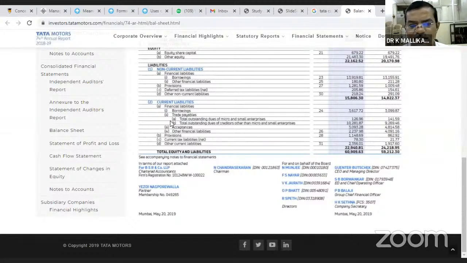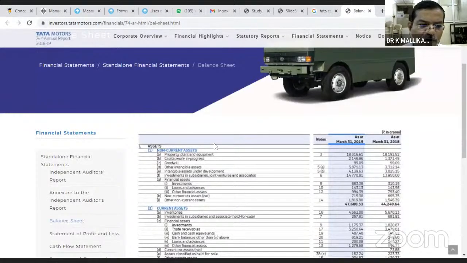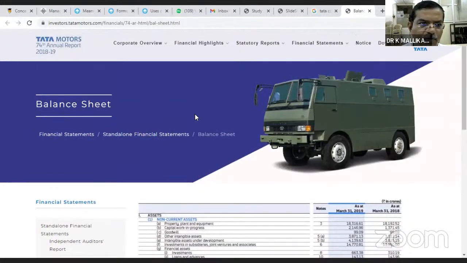See that borrowings, trade payables, nothing but our creditors, and outstanding expenses, outstanding dues for micro and small enterprises, outstanding dues of creditors other than micro and small, and acceptances, other financial liabilities and provisions, current tax liabilities. So this is the real balance sheet of this company, Tata Motors.